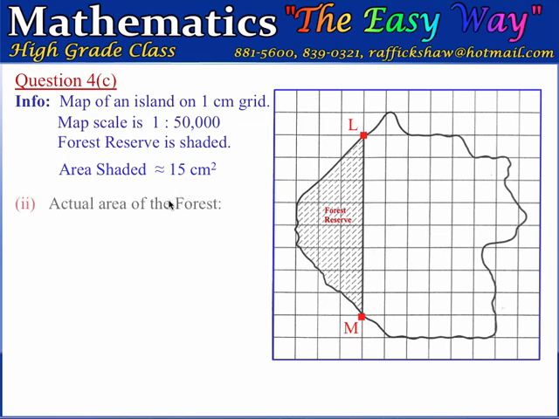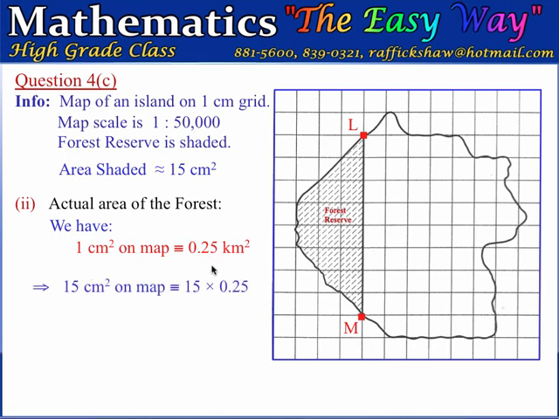Part 2 wants us to find the actual area of the forest. And we have to give our answer in kilometers squared. And from a previous section, we have the relationship between centimeters squared on the map and kilometers squared on the island. And this is it. 1 centimeter squared on the map was worked out to be equivalent to 0.25 kilometers squared on the island. And so if we want the equivalent area for 15 centimeters squared on the map, we simply multiply this relationship by 15.